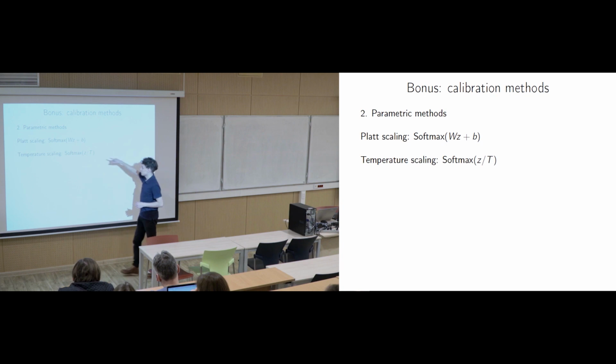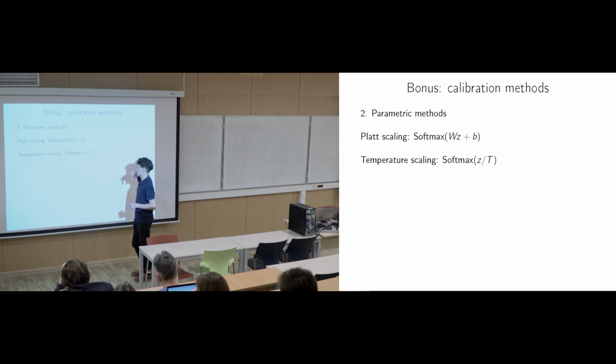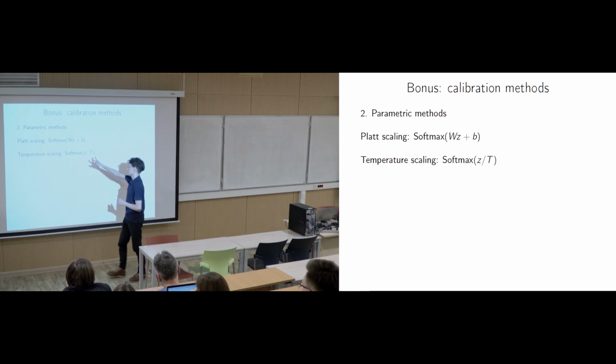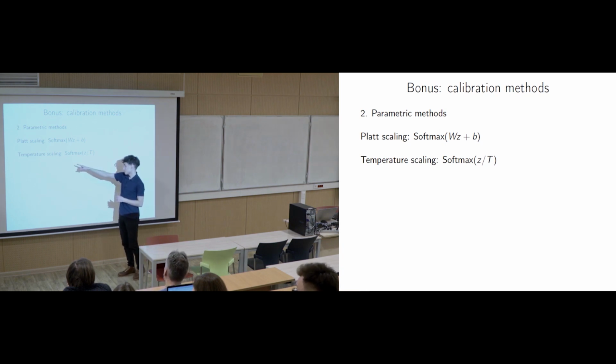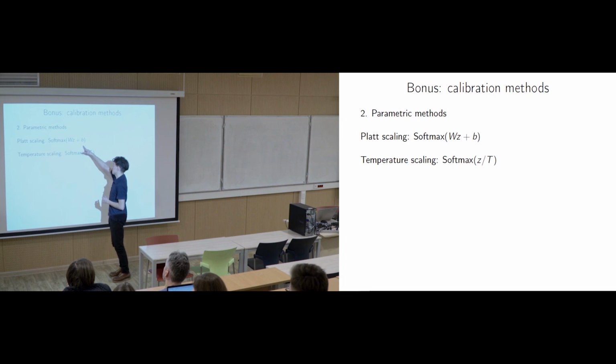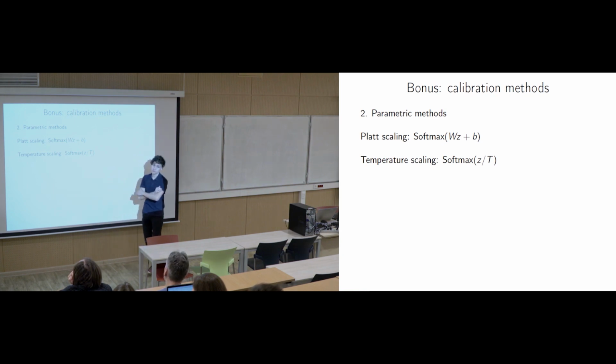So here Z is the vector of your logits before softmax in your deep neural network. And then you could use a validation dataset to tune these two parameters to basically linearly transform your logits. This approach is called Platt scaling. And temperature scaling is the same thing, except that you do not train the bias, and you only train the scalar diagonal of this matrix. Here you tune the single parameter for the whole model on the validation dataset.